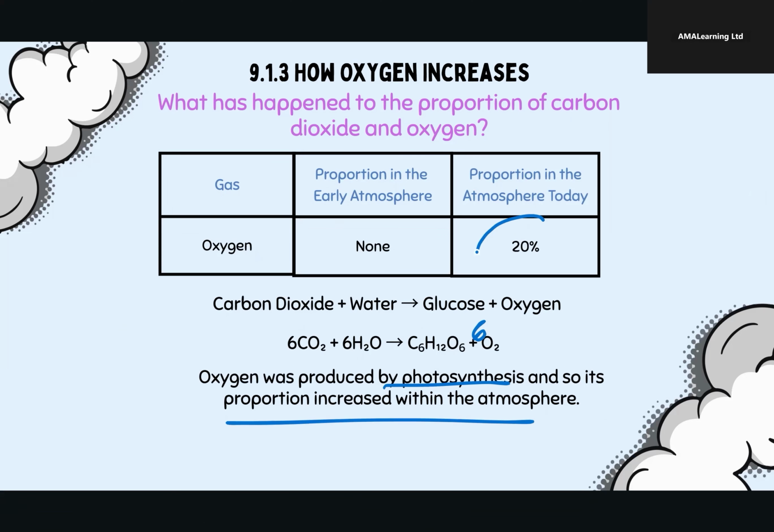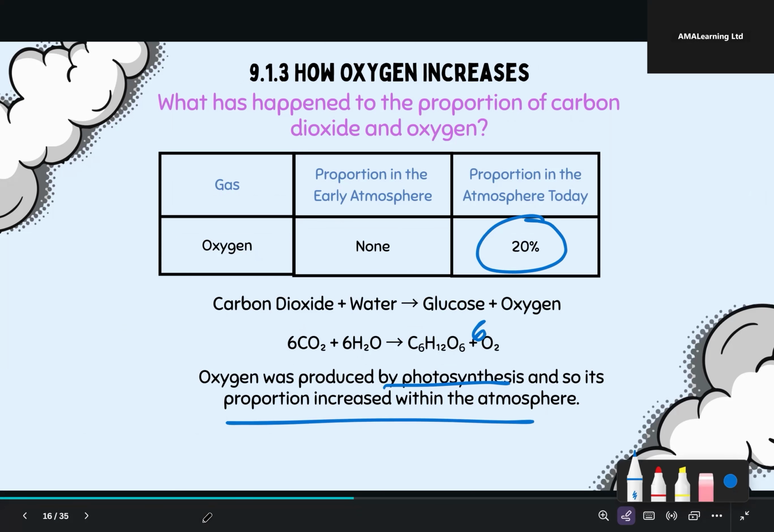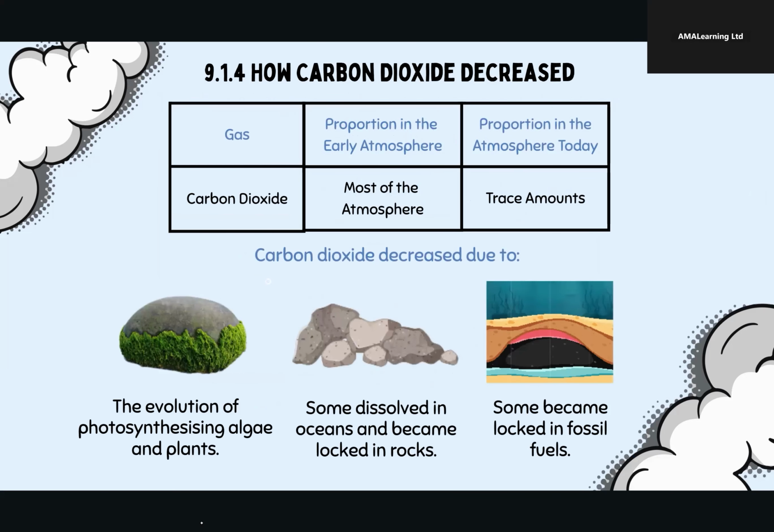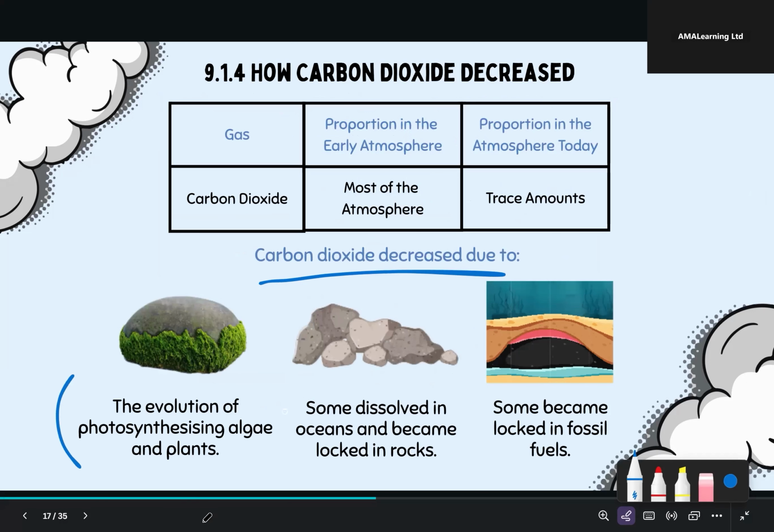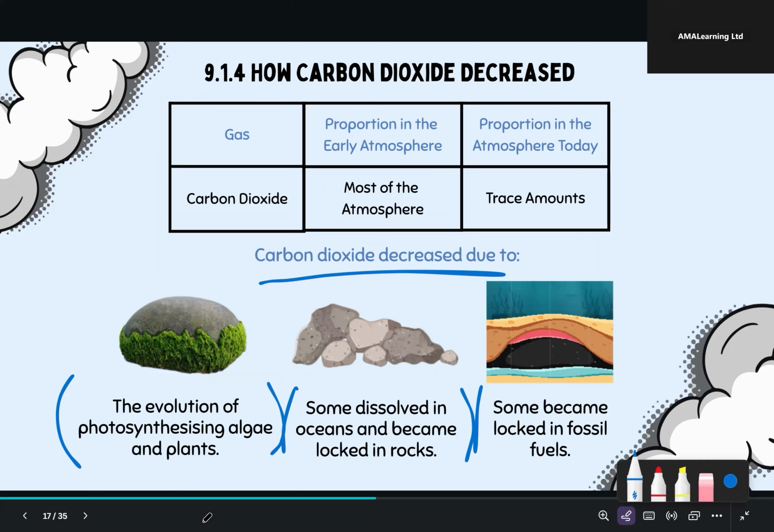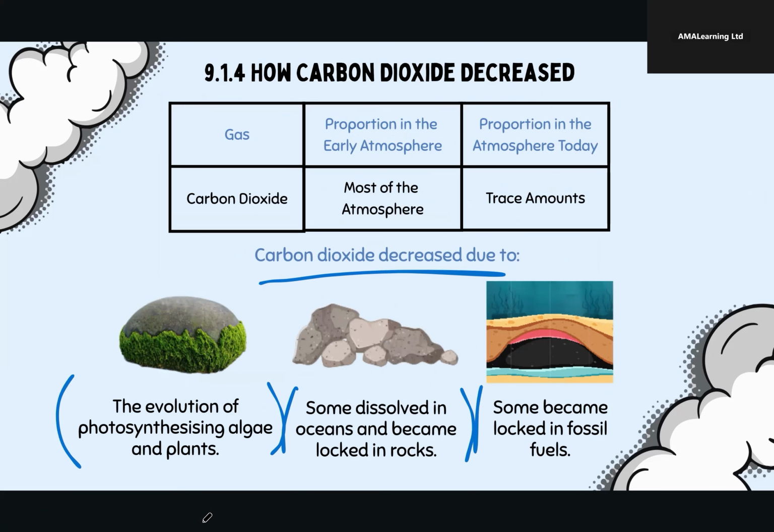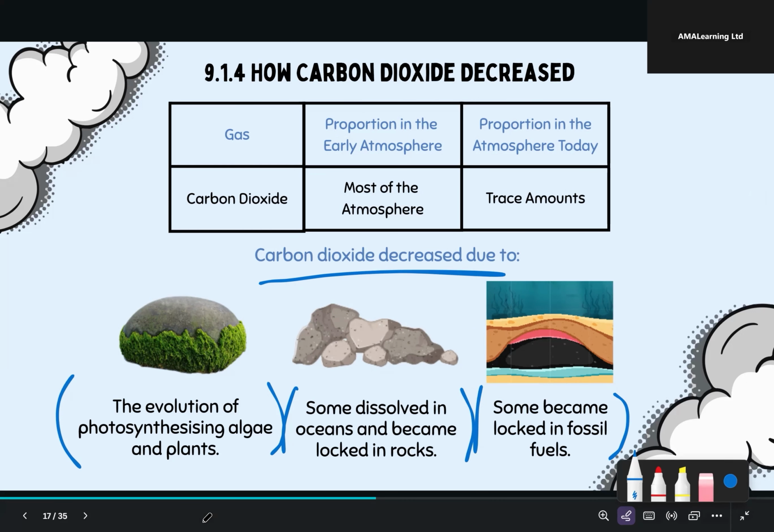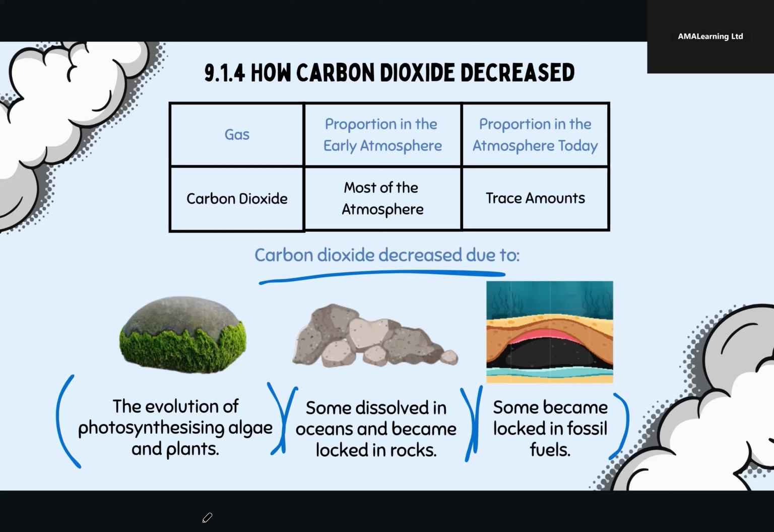And in theory, it's been 21% for the last 200 million years. So why did carbon dioxide decrease? One, the evolution of algae and plants. Two, some of it dissolved into the oceans and became locked in rocks. And three, because it's locked within animals and plants, when those animals and plants died over many years, those dead animals and plants have been converted into fossil fuels. So that carbon that was locked in animals and plants, trees, etc., has been locked up in fossil fuels.